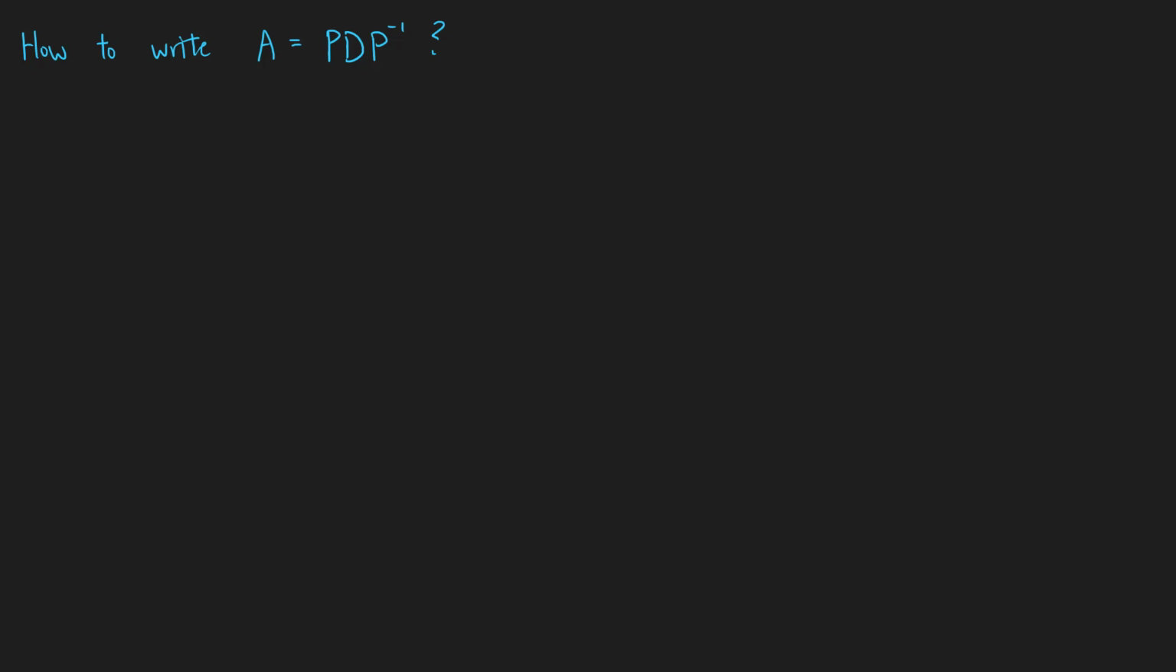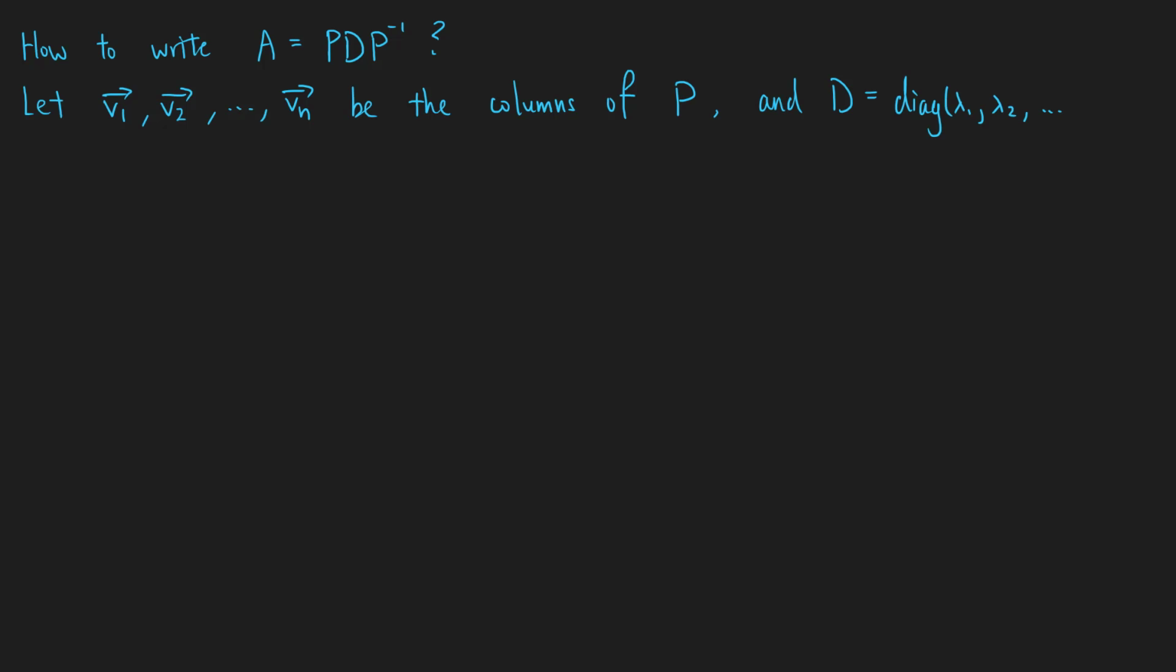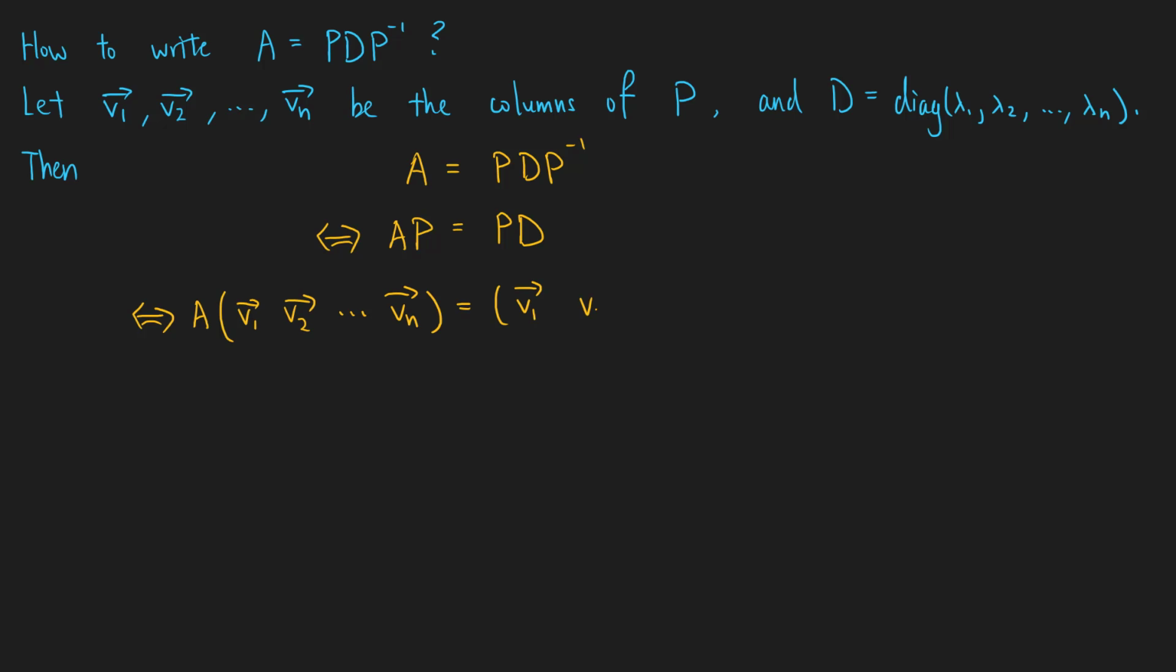Now, we need to find a way to write A equals P times D times P inverse. To do so, let V1, V2 up to Vn be the columns of P, and D be the diagonal matrix lambda 1, lambda 2 up to lambda n. Then, A equals P times D times P inverse if and only if A times P equals P times D, which is equivalent to A times the matrix V1, V2 up to Vn equals the matrix V1, V2 up to Vn times the diagonal matrix lambda 1, lambda 2 up to lambda n.